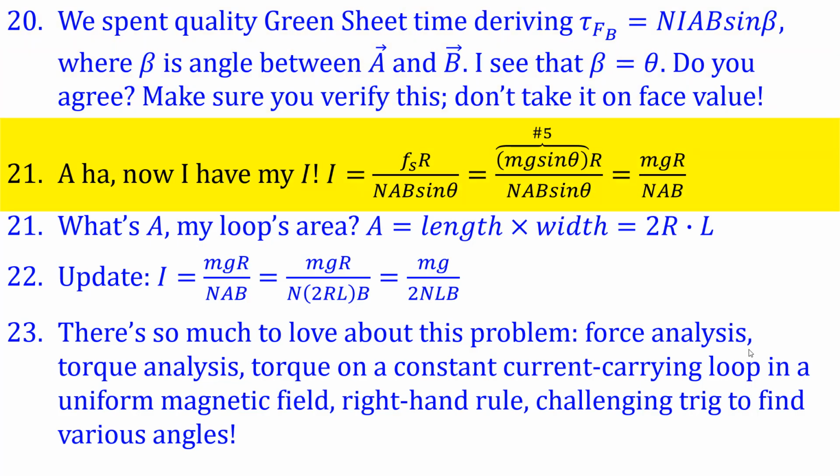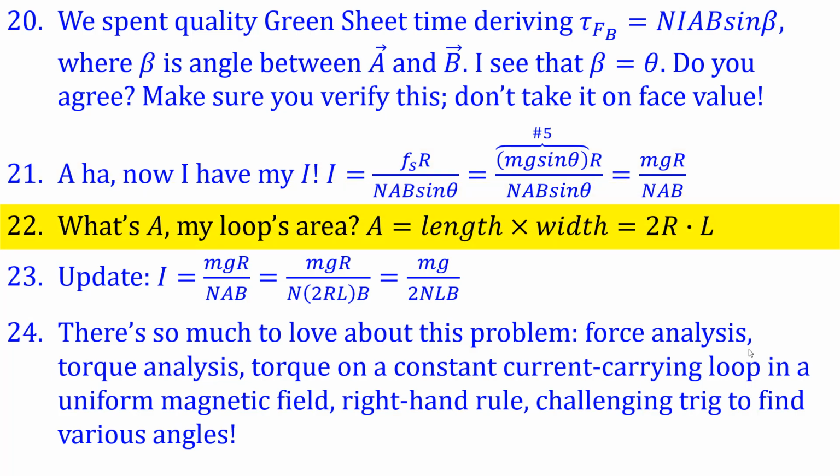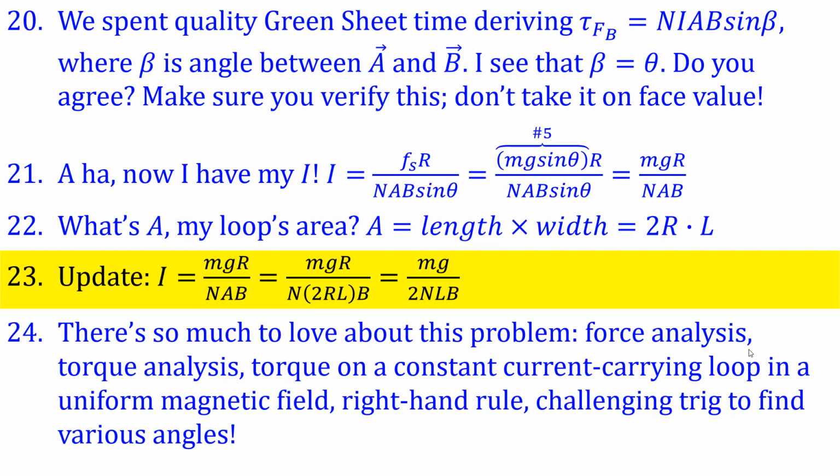Step 21, so I now have expressions for the torque produced by the magnetic force and the torque produced by the static friction vector, and now I can solve for I, the current that's traveling through the loops of wire wrapped around that log to keep it motionless. Step 22, I know that the area of a rectangle is length times width. The length L is given and the width equals twice the log's radius. Step 23, there's my updated expression for I. Everything is known, I can solve.